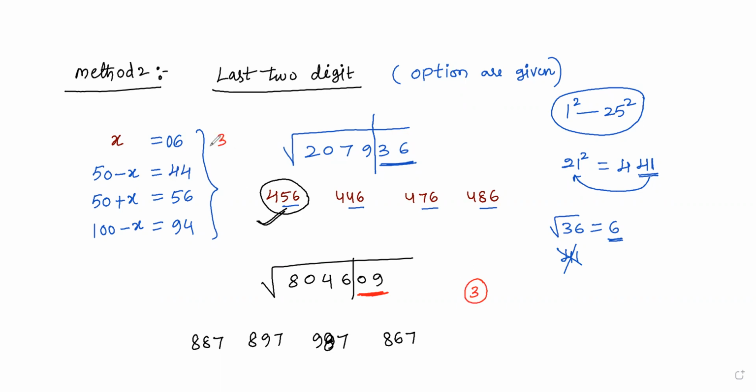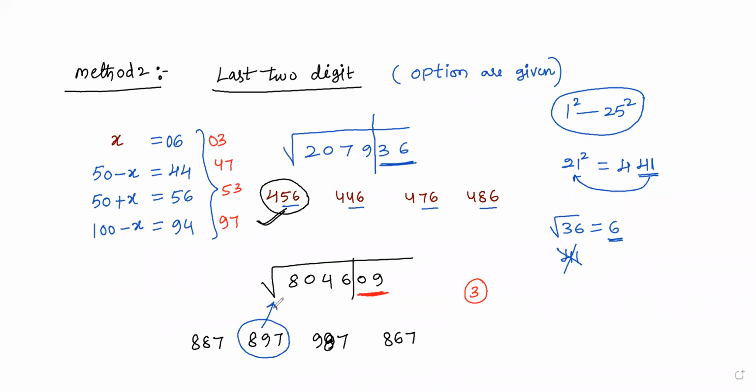Add to 50, then it is 53. Subtract from 50, then 47. Subtract from 100, then it will be 97. Okay, so which option will be there? We have to check that first. 3 is there? No. 47 is there? No. 53 is there? No. 97 is there? Yes, 97 is there. So there is a chance this will be our correct answer.